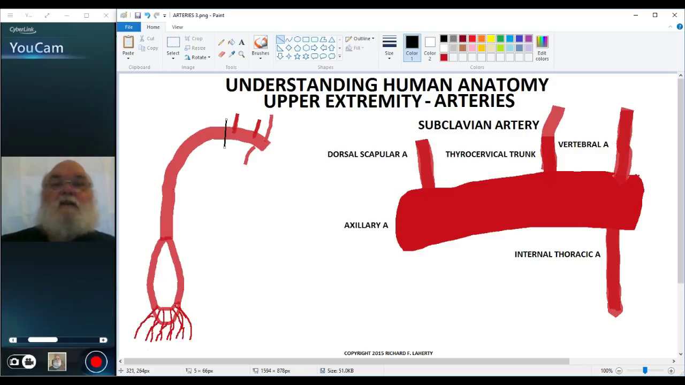So, that concludes the branches of the subclavian artery. In the next video, we'll pick up with the axillary artery. Thank you for your attention.